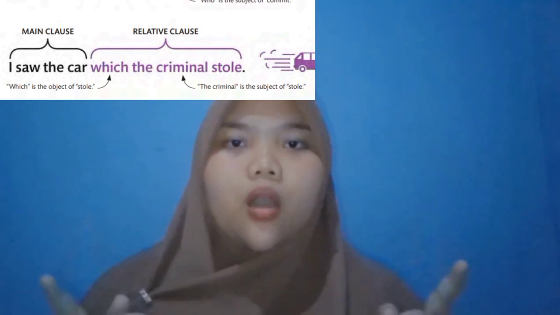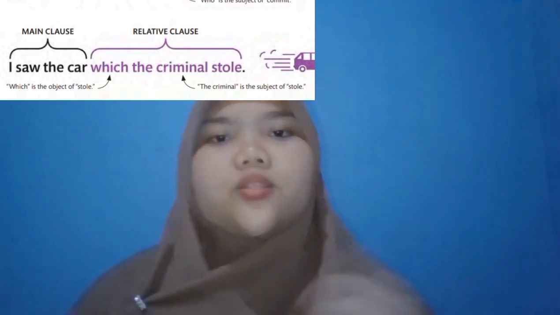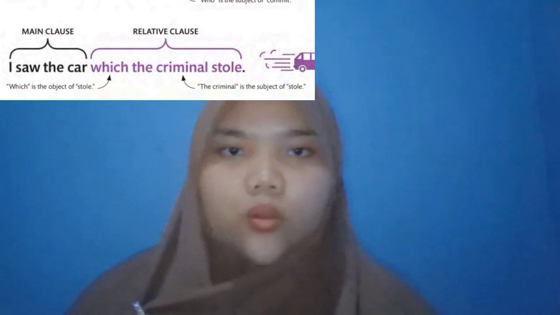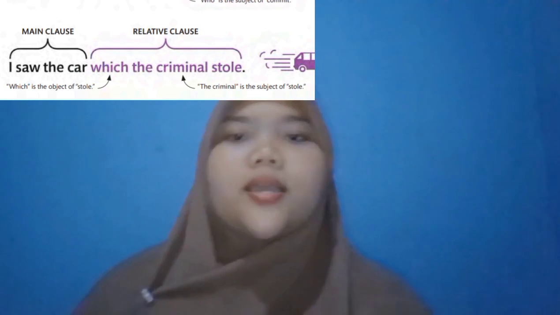As already mentioned, relative clauses are made up of a subject and a verb, and usually an object. They usually start with a relative pronoun, which can be used as the subject or the object of the relative clause. Okay, let's take a look at the example. I saw a car which the criminal stole. Here, which is the object of "stole", and the criminal is the subject of "stole".